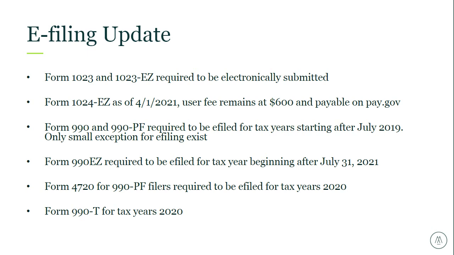Form 990 and the 990-PF are required to be e-filed for tax years starting after July 2019. And there are very, very few exceptions with regards to when you can.